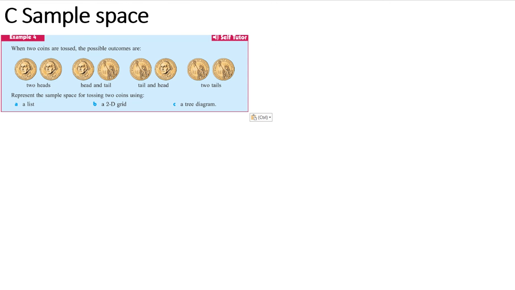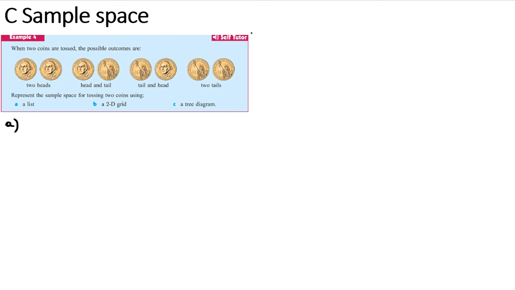So in example 4, we have 2 coins that we're going to toss, and the possible outcomes are 2 heads, a head and a tail, a tail and a head, and 2 tails. We have to represent the sample space for tossing those 2 coins using, for A, a list, for B, a two-dimensional grid, and for C, a tree diagram. So let's start with A.